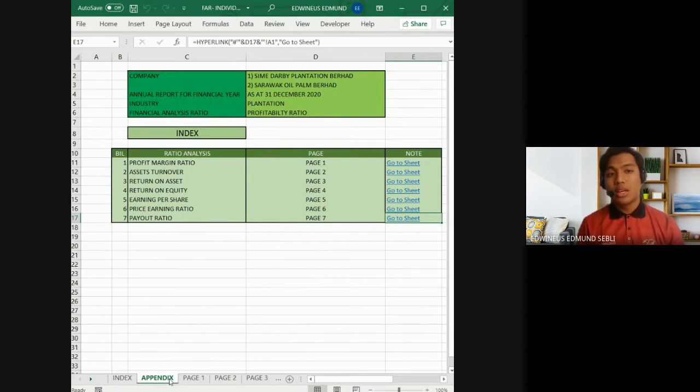So in financial statement analysis, there are three financial ratios, which are liquidity ratio, profitability ratio, and solvency ratio. So I chose profitability ratio to be analyzed. In profitability ratio, it consists of profit margin ratio, asset turnover, return on asset, return on equity, earning per share, price earning ratio, and payout ratio. So firstly, we look at profit margin ratio.